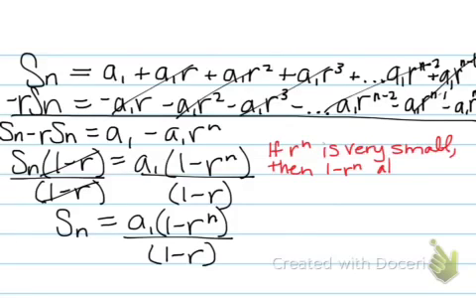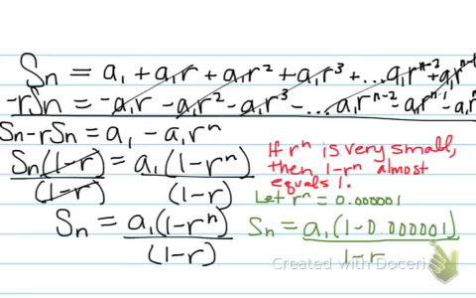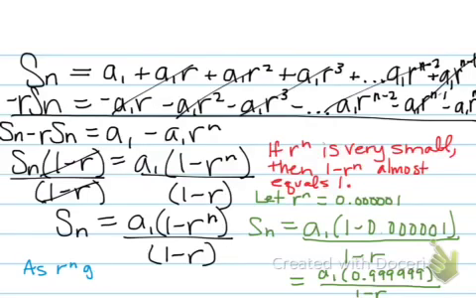So if r sub n is very small, then we can figure out that 1 minus r sub n is almost always going to equal 1. So think about making r sub n a very, very small number, and as it's a very, very small number, then 1 minus that number is always going to be very close to 1. So for example, we'll let r sub n equal 0.000001. So the sum of n is going to be a sub 1 times 1 minus 0.000001 all over 1 minus r. So we get 0.9999999, which is very close to 1.